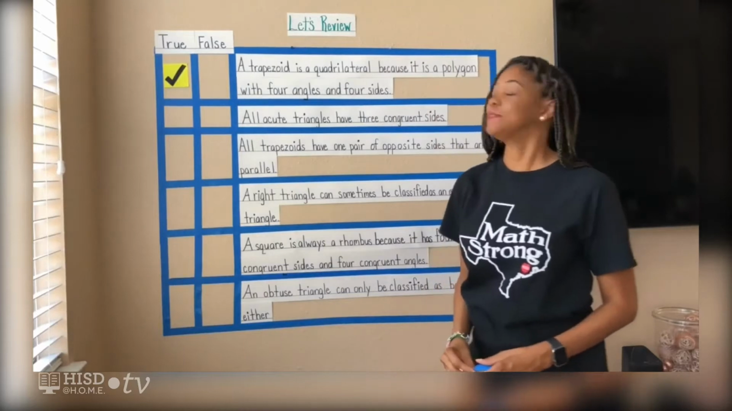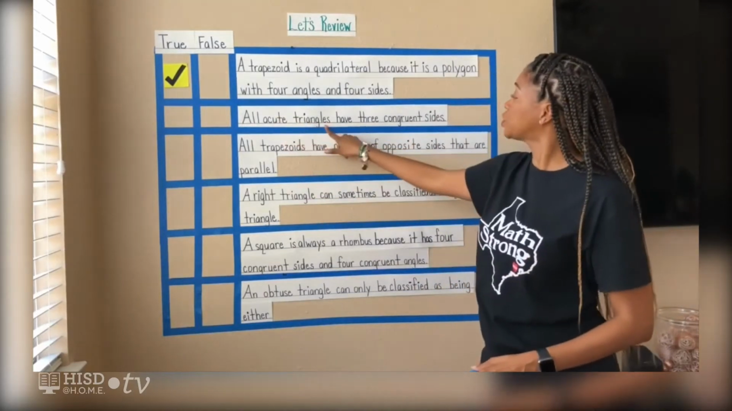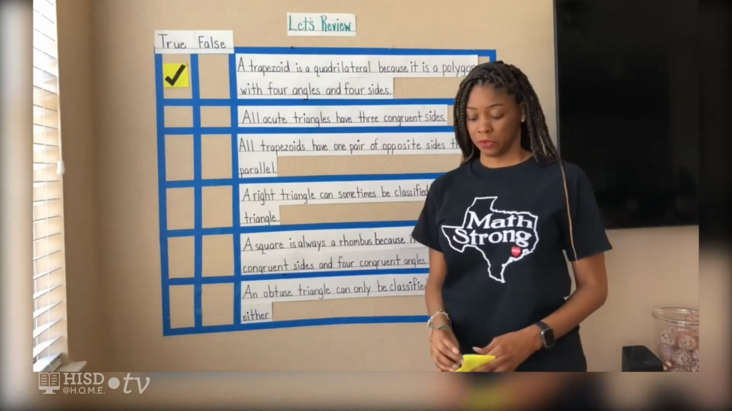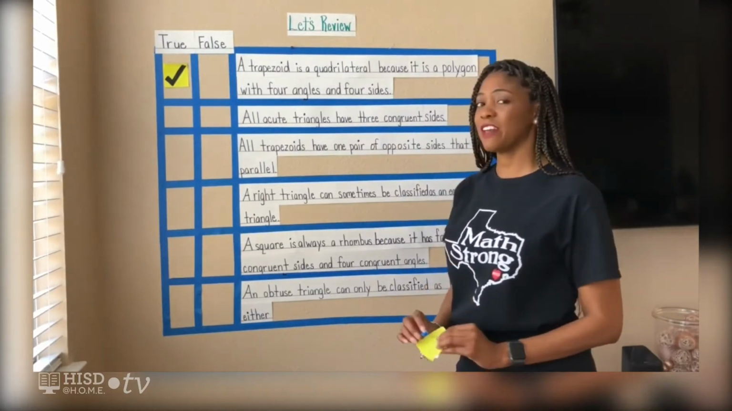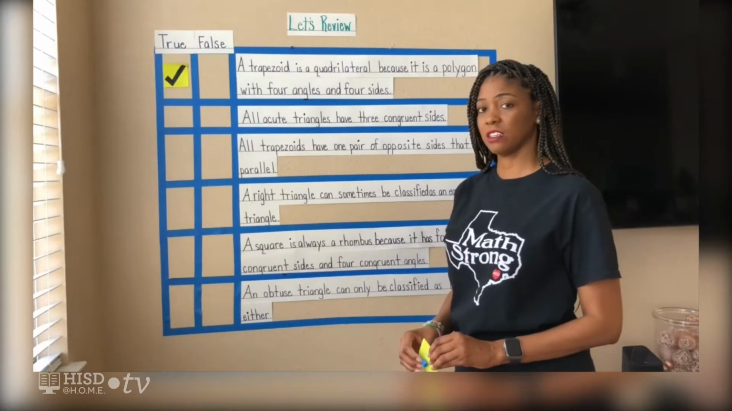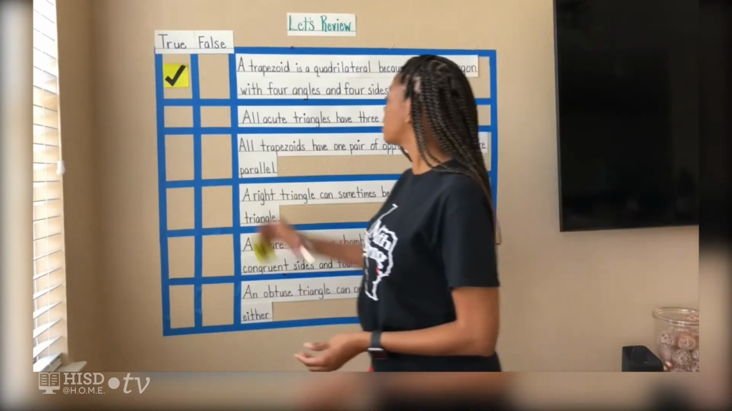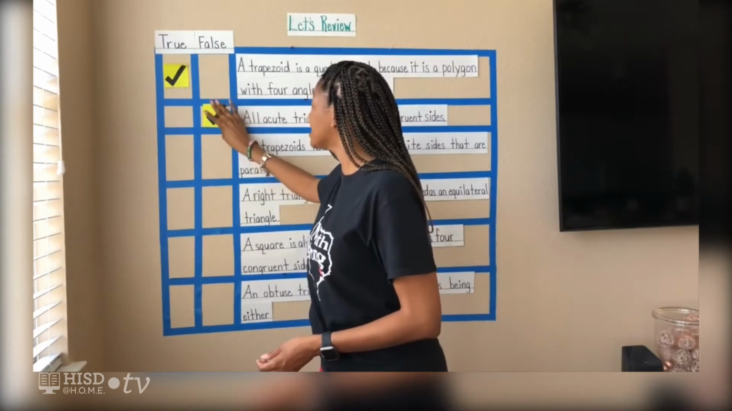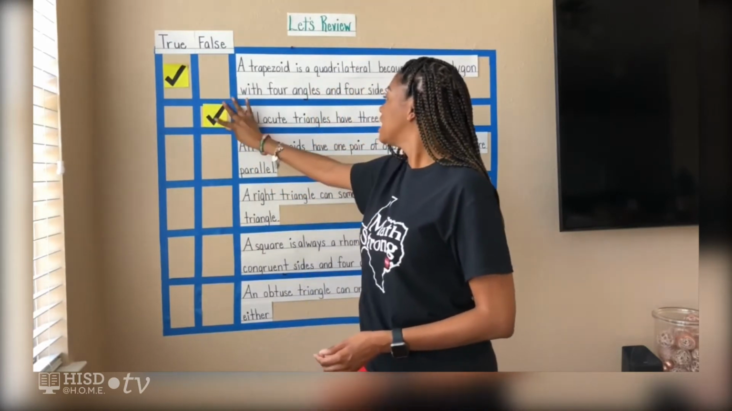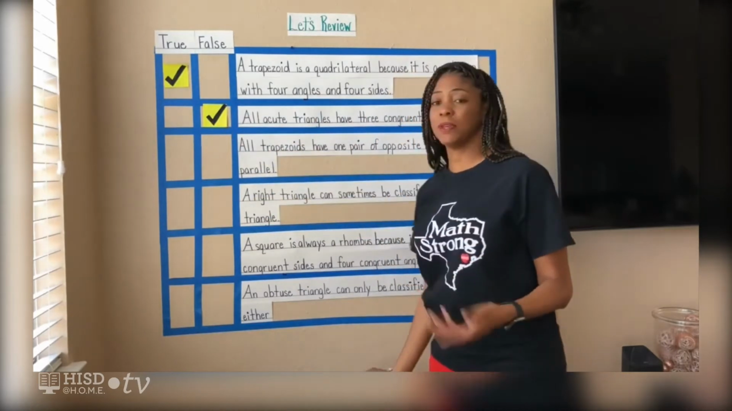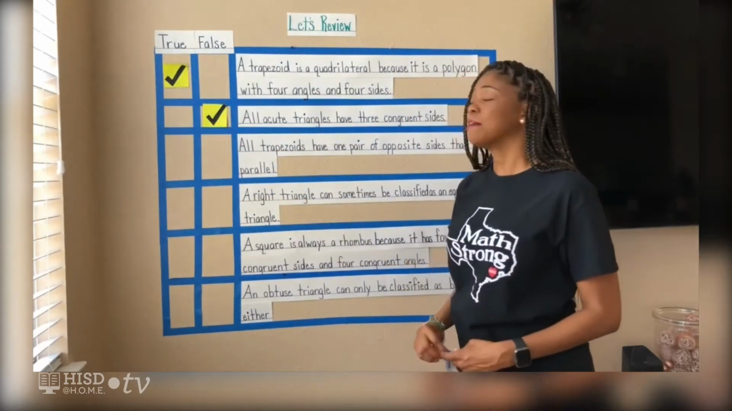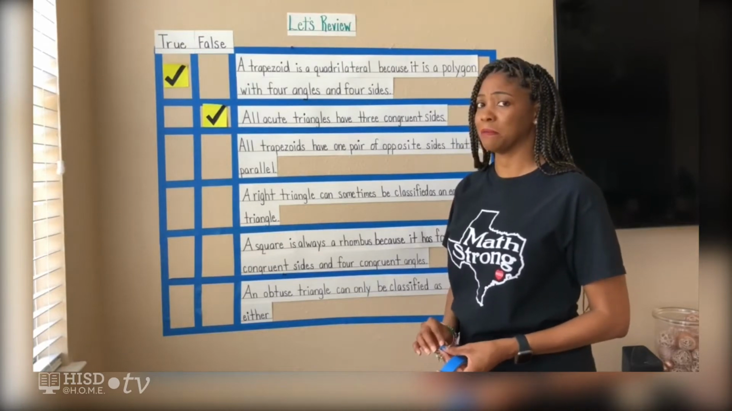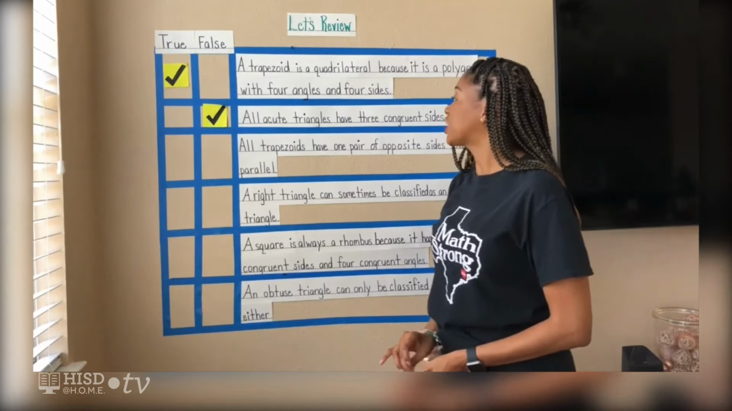Let's read the second one. All acute triangles have 3 congruent sides. Ooh, I'm gonna say false. What do you think? You're gonna say false as well? Let's go with false for that one. I'm thinking that yes, it has 3 sides, but as far as the sides being congruent, if I'm not mistaken, congruent means like the same. Let's look at the third statement.